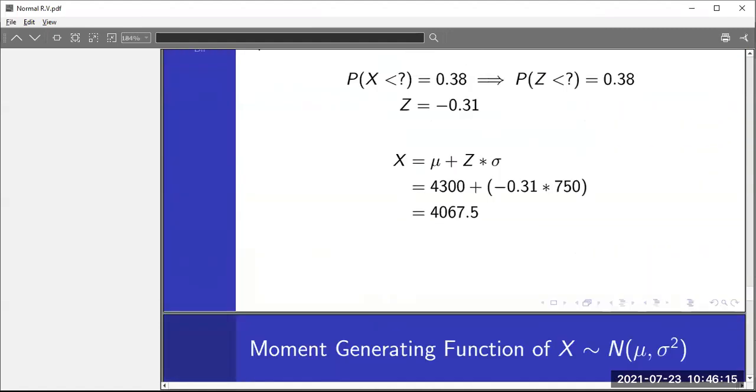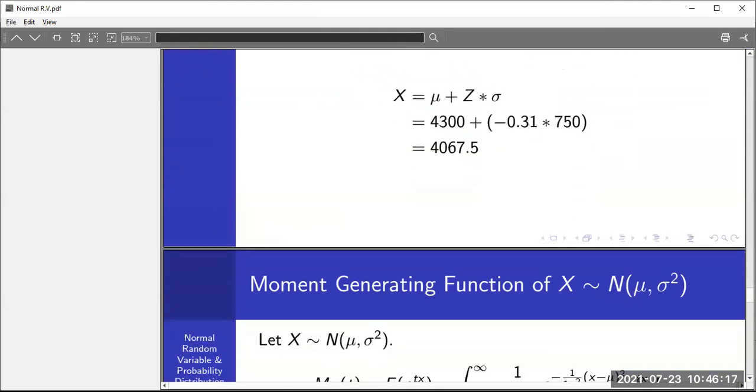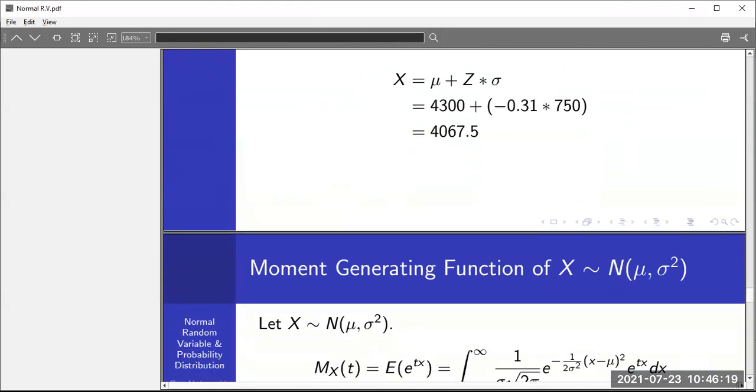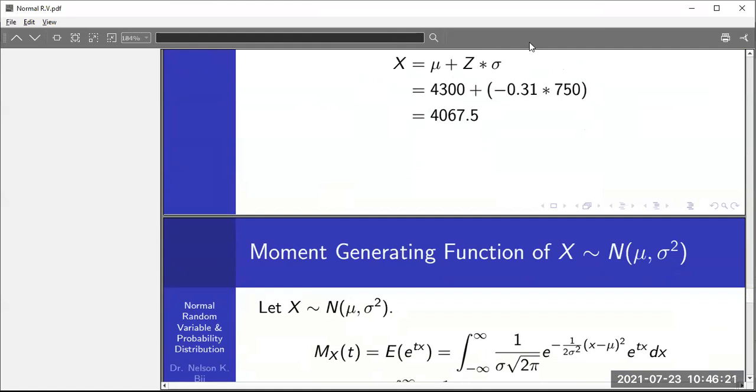Yeah, the moment generating function for the normal distribution like this. Are you on this page with me? Yes. Yeah, so this is a continuous random variable. So let me share my whiteboard here.